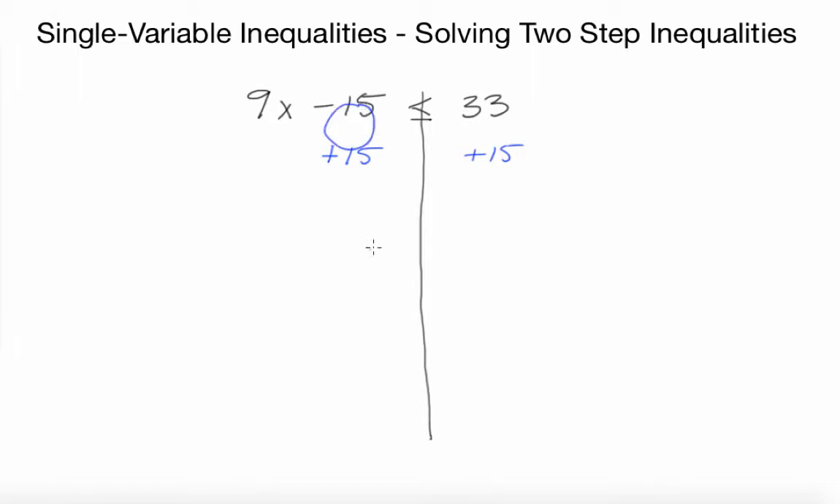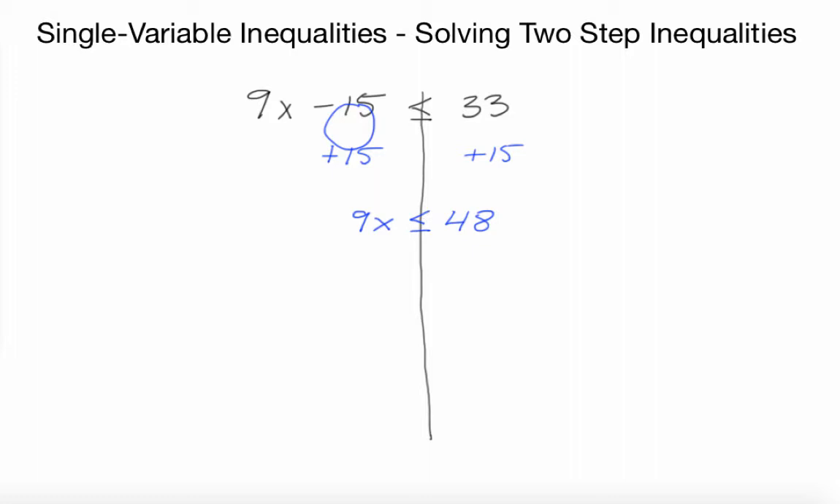Those cancel each other out. So now we've got 9 times x, and 33 plus 15 is going to be 48. So we've rearranged it, we've simplified things where now my inequality is 9 times some number. That part has to be less than or equal to 48. So it becomes a one-step problem now.